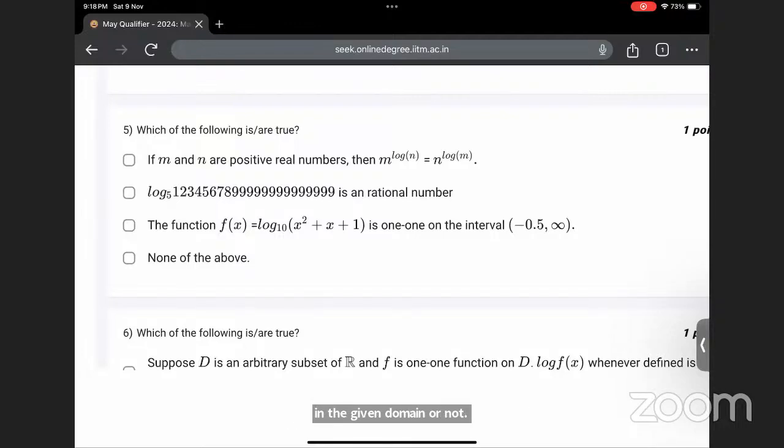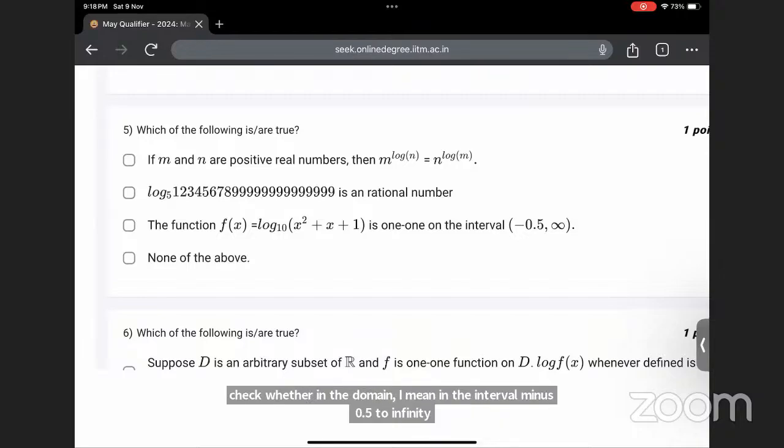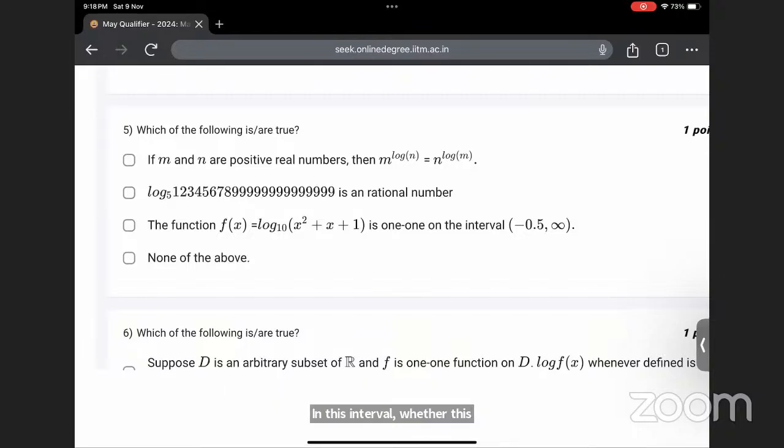You have two functions. The first function is logarithmic. You know that a logarithmic function is 1-1. And the second function is x squared plus x plus 1. Just check whether, in the interval minus 0.5 to infinity, this function is 1-1 or not. If it is 1-1, then the composition of the two functions is 1-1. So you can conclude about it.